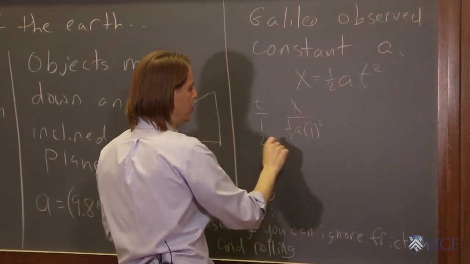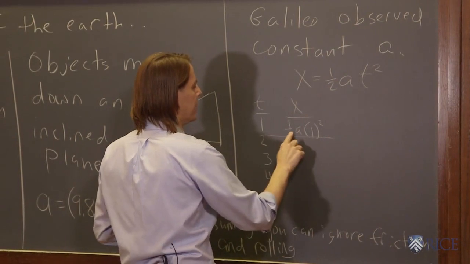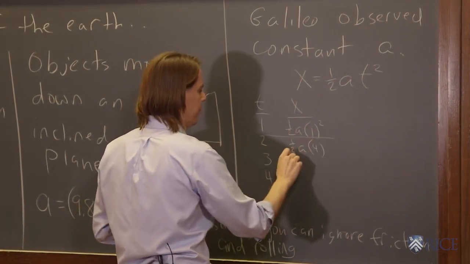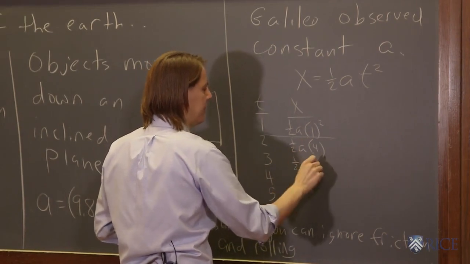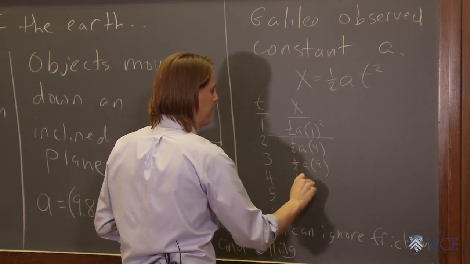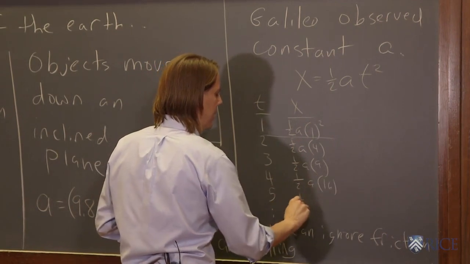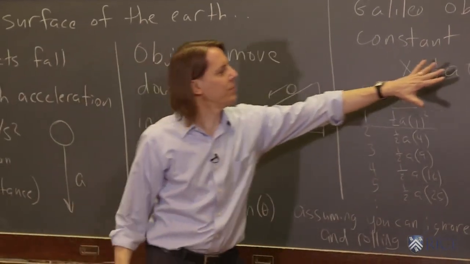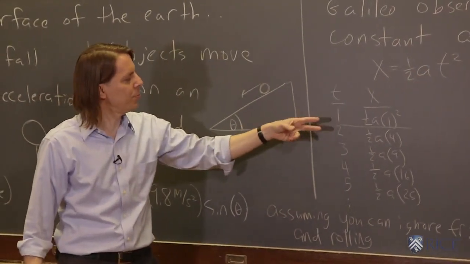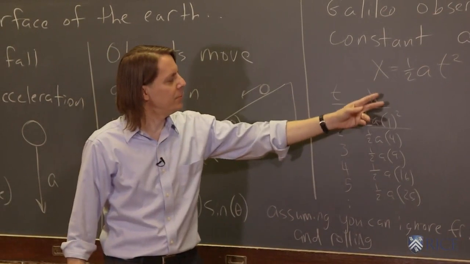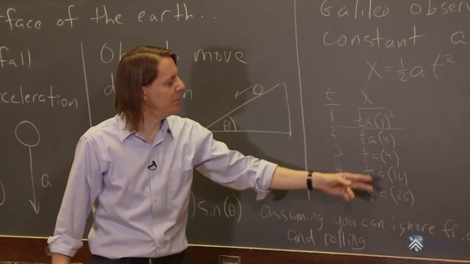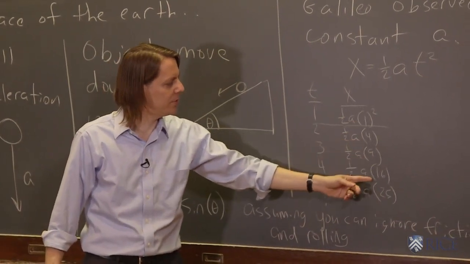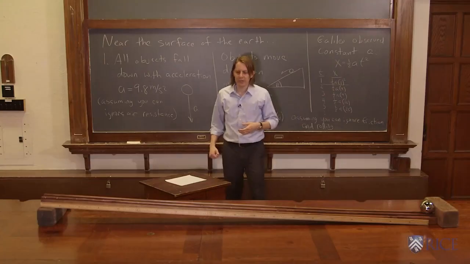Right? And then 2 would happen at 1/2 a times 2 squared, so that's 4. And 3 would happen at 1/2 a times 3 squared, that's 9. 4, 1/2 a times 16, 1/2 a times 25. So you can see from this equation, if you want things to happen uniformly in time, then you need them to be separated by something that's increasing as the square of the time, right? So we got 1, 4, 9, 16, 25. So that's how Galileo did it, something kind of like this.